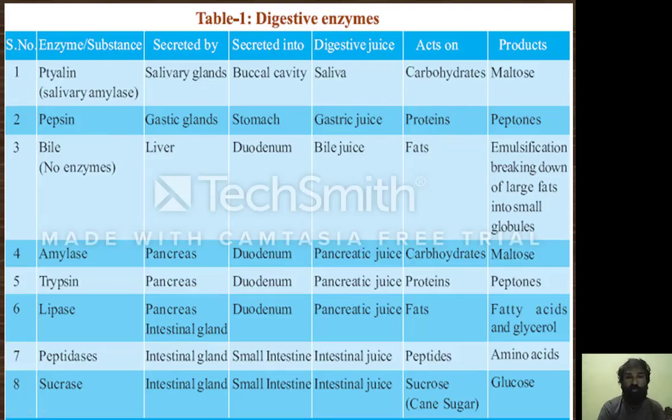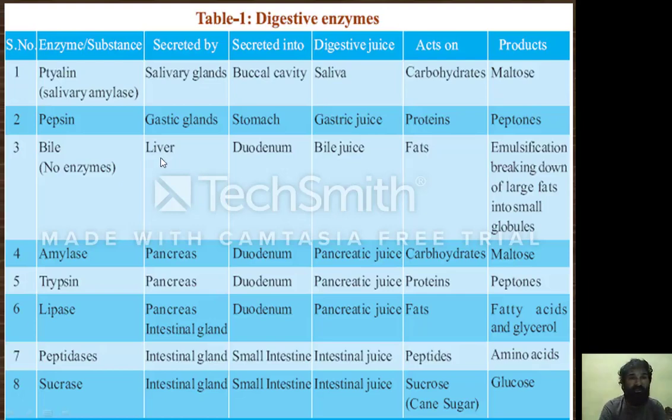I already told you the gastric glands also release HCl, which creates an acidic environment. In the acidic environment, pepsin is very active in converting the proteins into peptones. So this is digestion in the stomach.